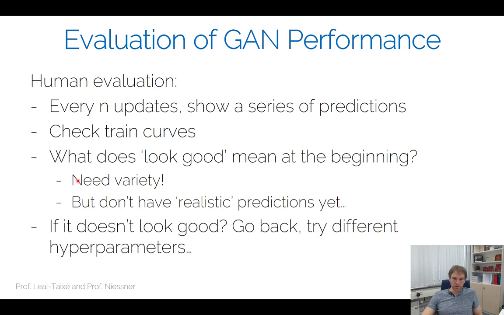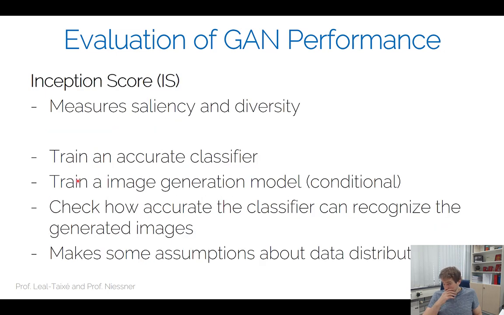Okay, this is human evaluation. There are also some ideas for doing quantitative evaluations. One of the most popular ones is called IS, the inception score. I can already say there's a caveat. The inception scores are not perfect. They're not telling you 100% what's going on. The inception score measures saliency and diversity.